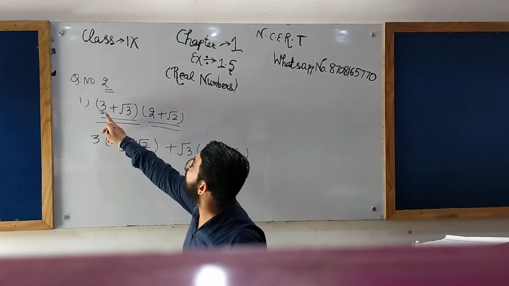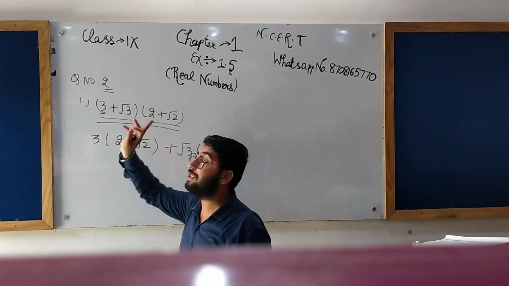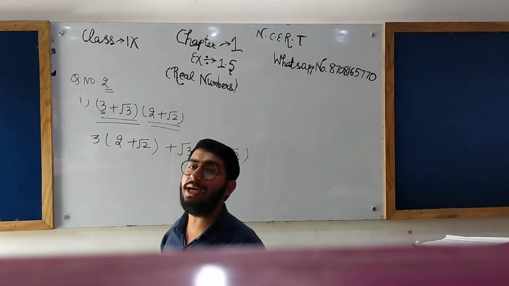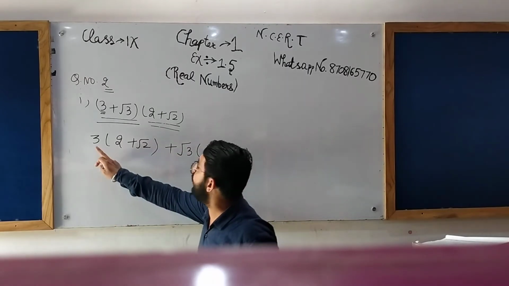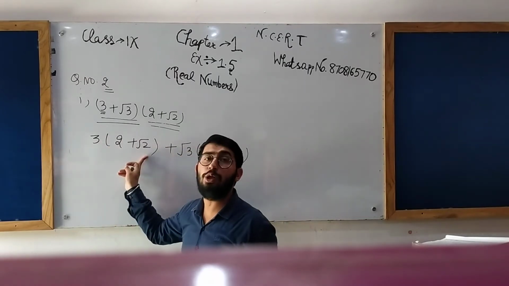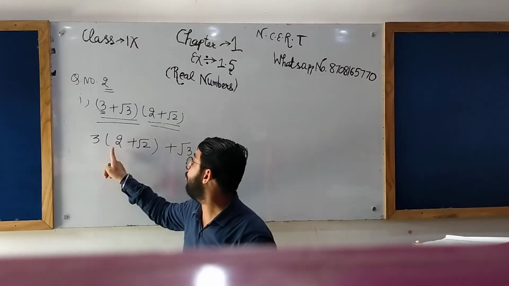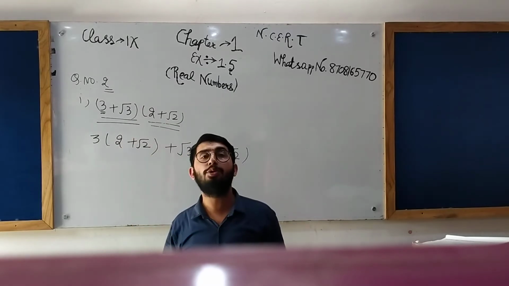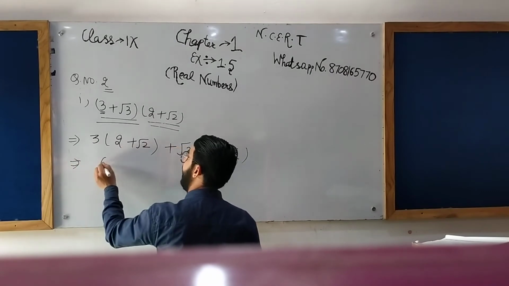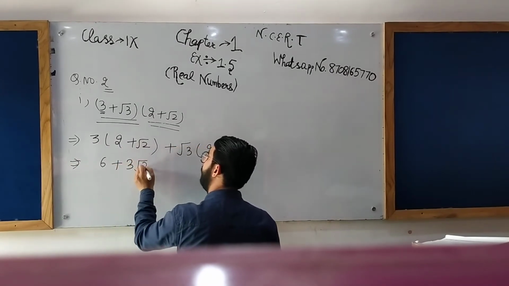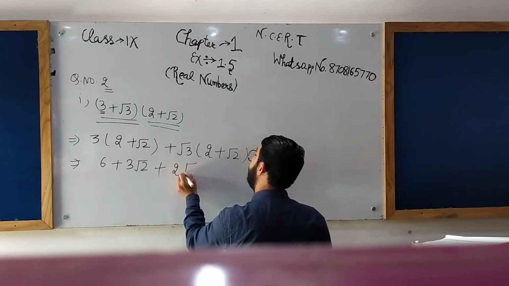First I have distributed 3 among 2 plus root 2, then I distributed root 3 in 2 plus root 2. Now, again applying the distributive law, distribute 3 in 2 and root 2 also. Listen carefully: you used to multiply 3 by 2 but forget to multiply 3 by root 2. Do not forget this. 3 times 2 is 6. 3 times root 2 is 3 root 2. 2 times root 3 is 2 root 3.